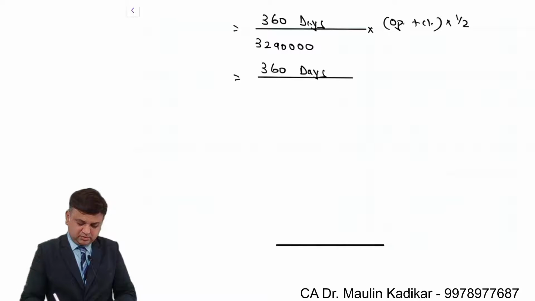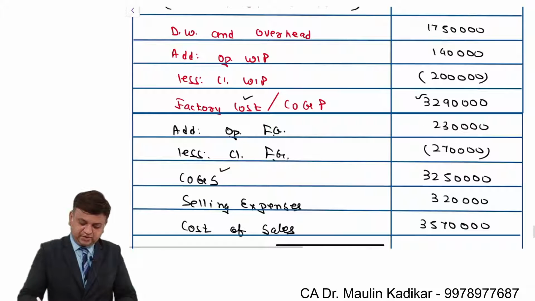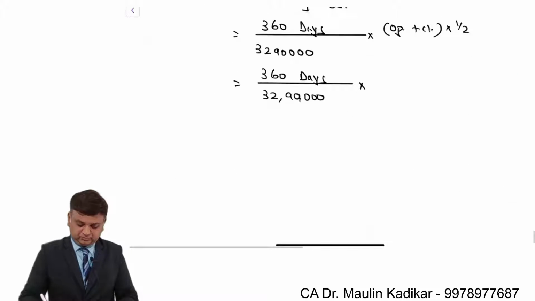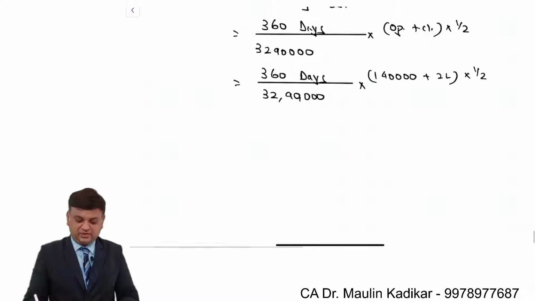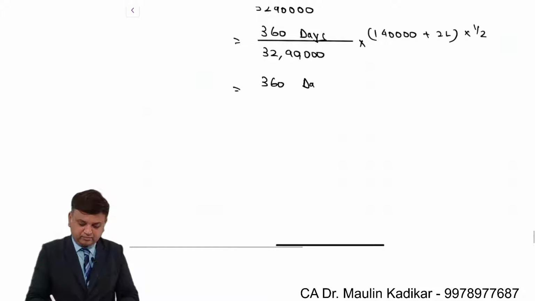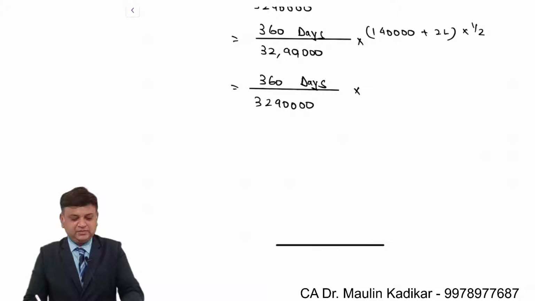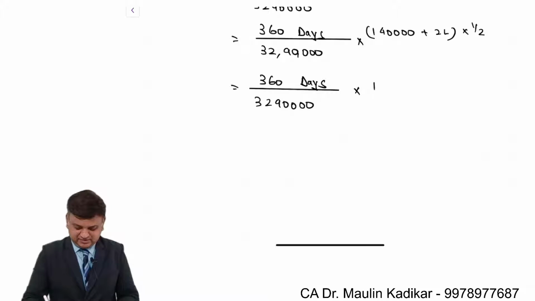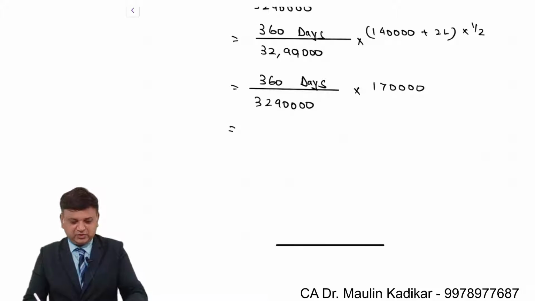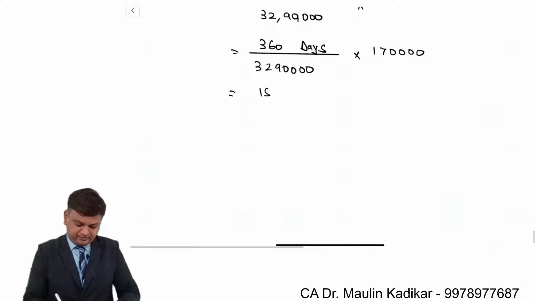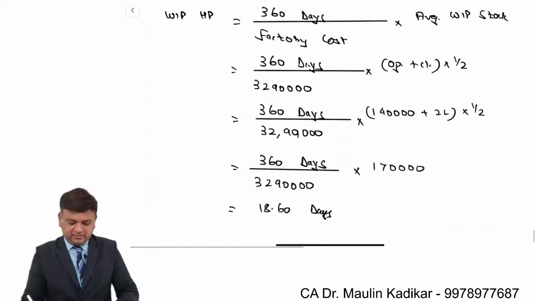So 360 days upon 32,90,000 into what is the opening WIP? It is 1,40,000 and closing is 2 lakhs. So 360 days upon 32,90,000 into 1,40,000 plus 2 lakhs divided by 2, which is 1,70,000. So 360 into 170 upon 32,90,000, that is 18.60 days. That is the WIP holding period.